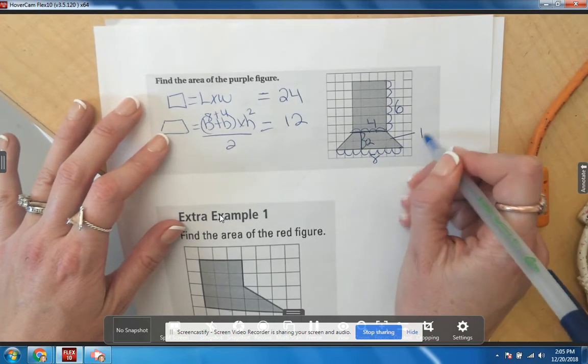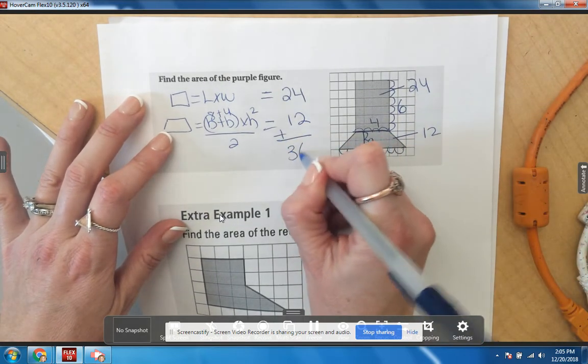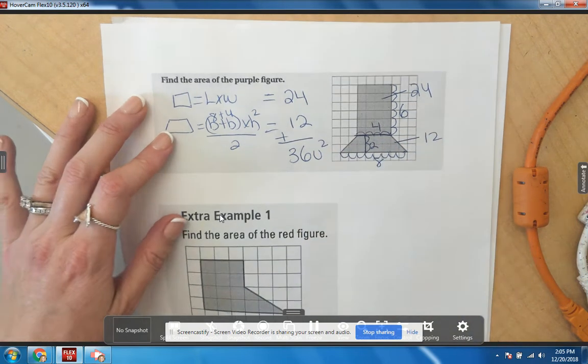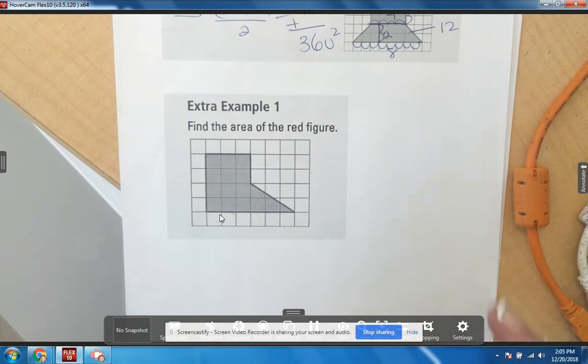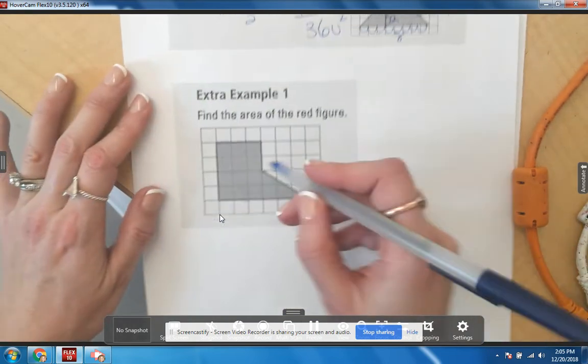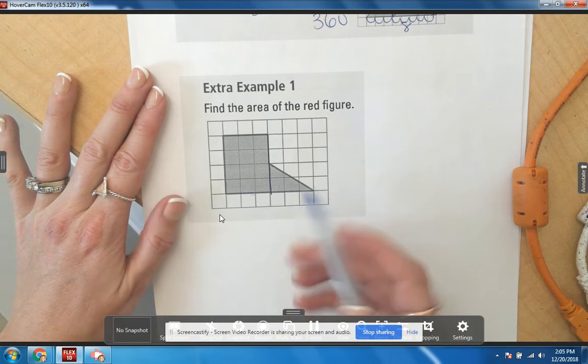So the bottom is 12, the top is 24. I add them together to get my total area. That's 36 units squared, since they don't have labels. Okay? You guys try this one. There's a couple ways to do this. One way would be to draw a line here. If you do that, then you have a rectangle and a triangle.